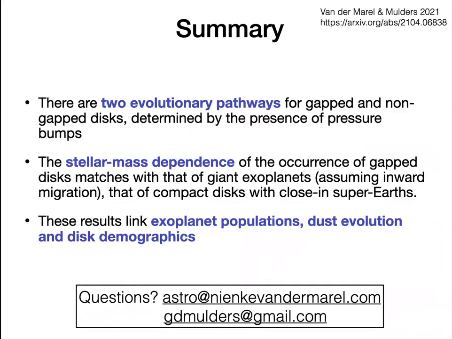So to summarize, based on our study, we propose that there are two evolutionary pathways for gapped and non-gapped disks, which is determined by the presence of pressure bumps. The stellar mass dependence of the occurrence of gap disks matches with that of giant exoplanets, assuming that exoplanets migrate inwards, while the stellar mass dependence of compact disks matches with that of the close-in super-Earths. These results link exoplanet populations, dust evolution, and disk demographics.